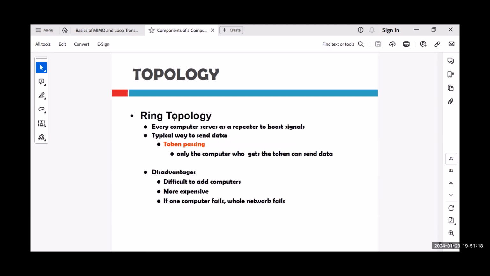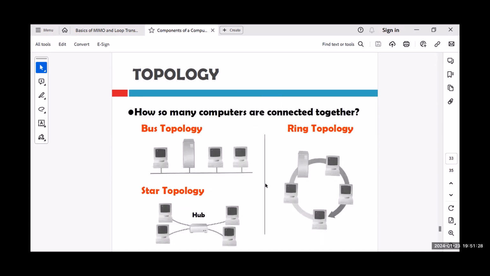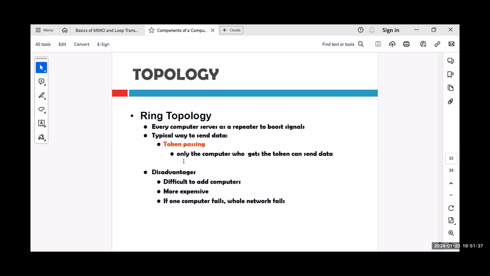With regards to the ring topology, every computer serves as a repeater to boost signals. The typical way to send data is token passing. Only the computer who gets the token can send the data. So you can say that the token gets passed to the next, and then it gets passed to the next, so that only the computer who gets the token can send the data and pass it on to the network. And that is why it is called token passing, right?